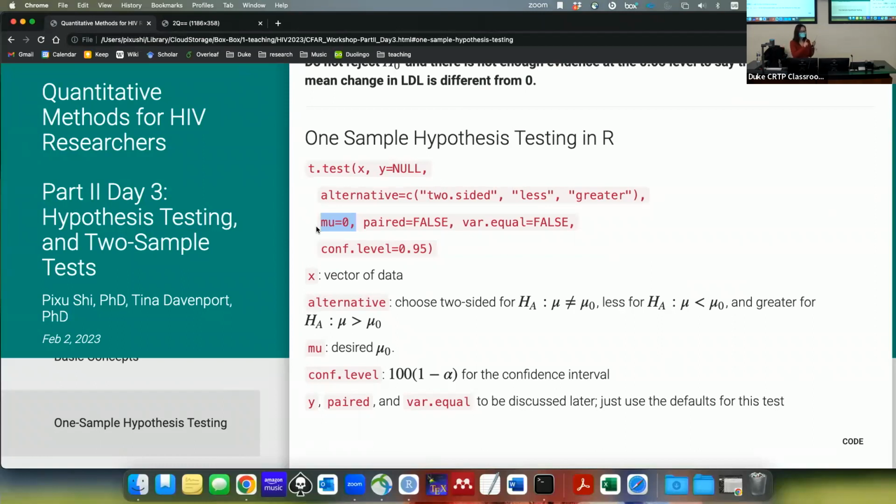So this null hypothesis doesn't have to be zero. It can be based on previous evidence, if you have a very strong case to advocate. And this paired option is used for two sample tests. And you can also choose the confidence level of your confidence interval, because this is going to give you a confidence interval. By default, it will be 95%.